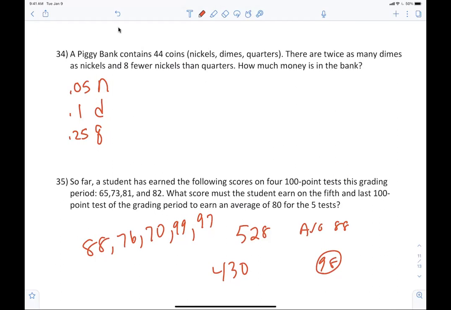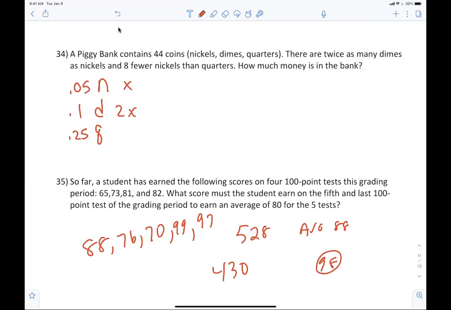So there are X nickels, and then there would be what? 2X, right? And 8 fewer nickels than quarters. 8 fewer nickels than quarters. Is that what that says? Wow. Why are you saying X plus 8?